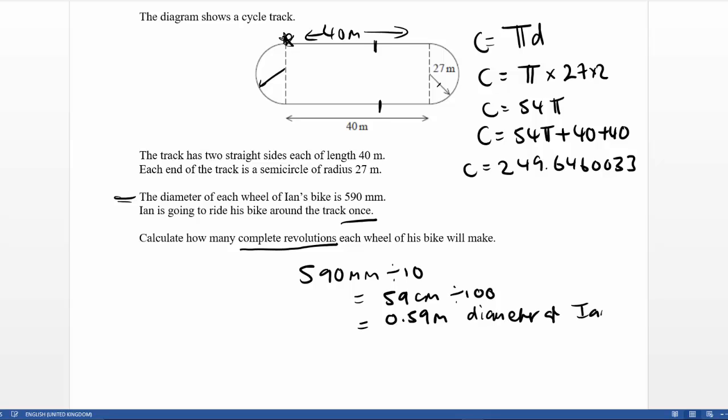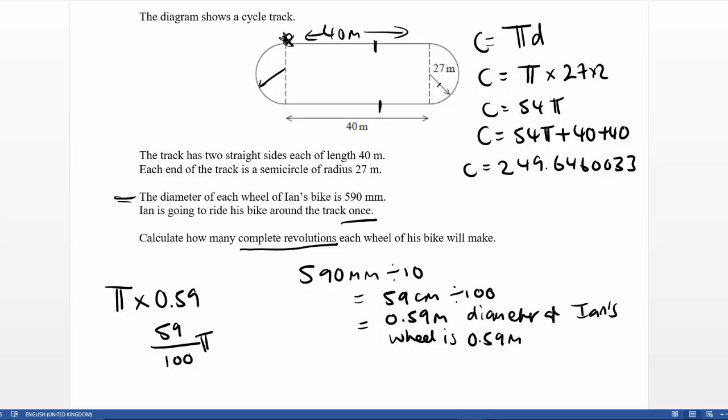So it says here the diameter of Ian's wheel is 0.59 meters. What I'm going to do now, I'm going to find the circumference of Ian's wheel. So we're going to do pi times 0.59. Let's do that now. Pi times 0.59. I'm going to leave my answer as a fraction, as it's more accurate, times pi. Now what do we do with this?